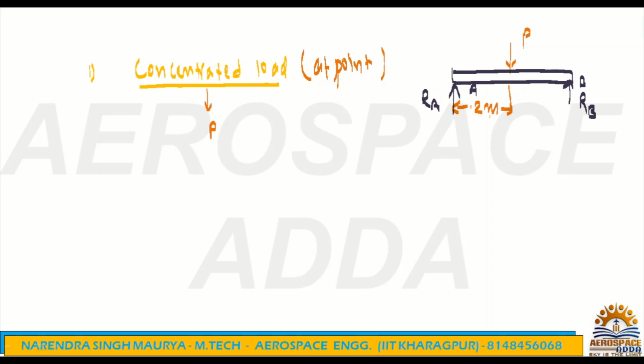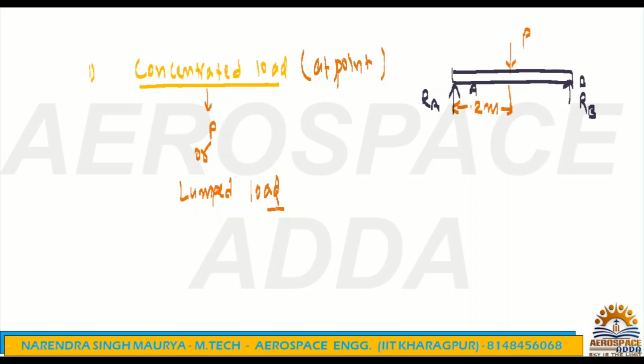It is also sometimes called a lumped load. Lumped load or concentrated load will be acting at one particular point, and it is fixed at some distance from any end, maybe end A or end B. Any distance will be possible: 1 meter, 2 meter, 3 meter, 4 meter, whatever it is. But it will be fixed. It is not going to vary. That is called concentrated load.